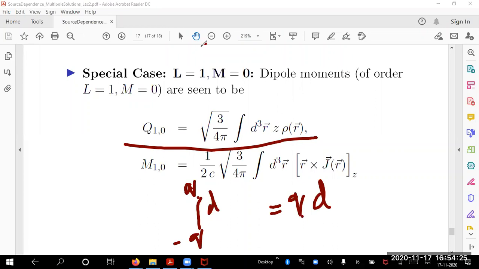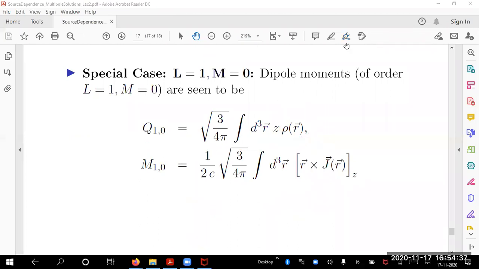Similarly here, instead of Q, you have a rho of R. D is distance Z, and integration, that is the sum of all such things. That is the corresponding generalization of dipole moment. So I have a dipole moment analogous to that. I'm just reminding you, the magnetic moment is given by this.